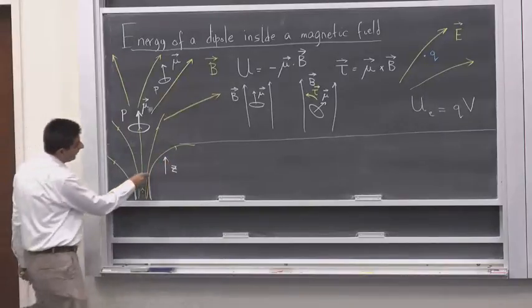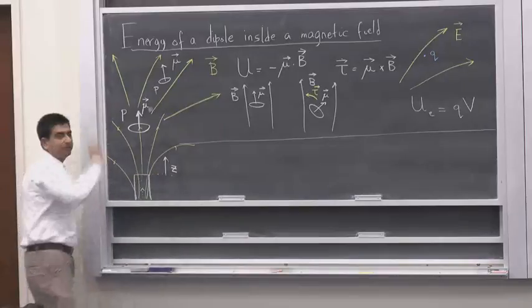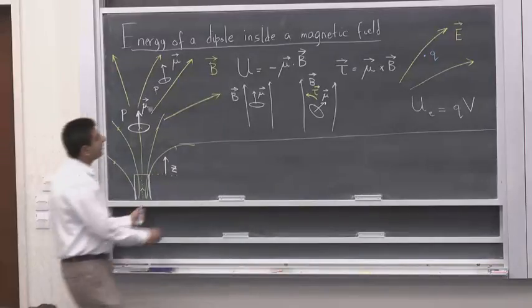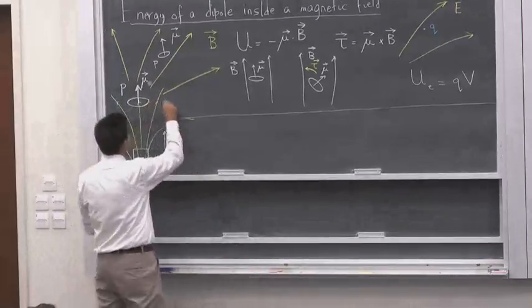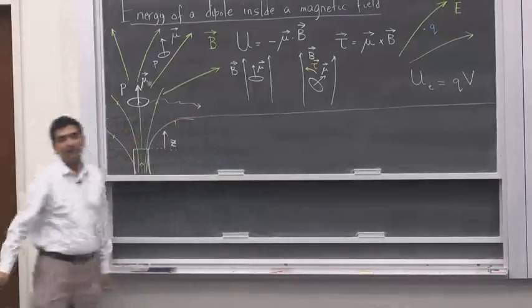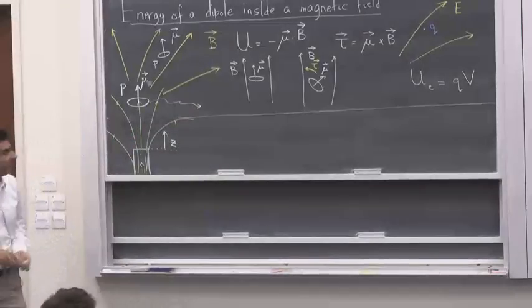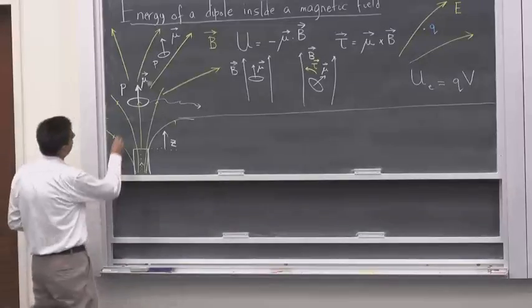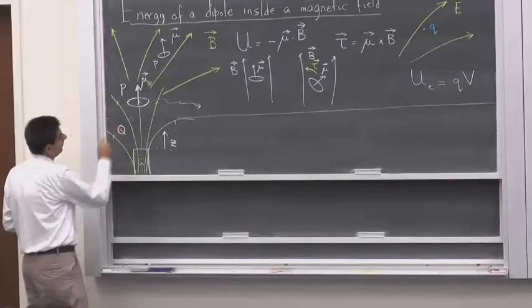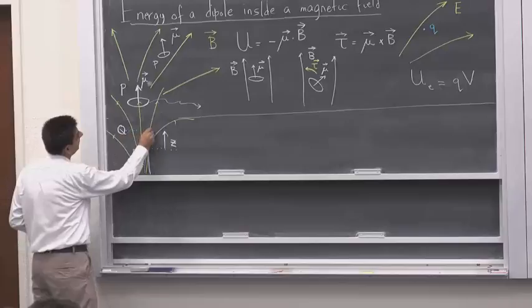So this point is z equals 0. And as you go up, z goes up. So at point P, at this particular point, there will be some energy associated with the dipole that has been placed inside the magnetic field. Now consider another point Q at this level.